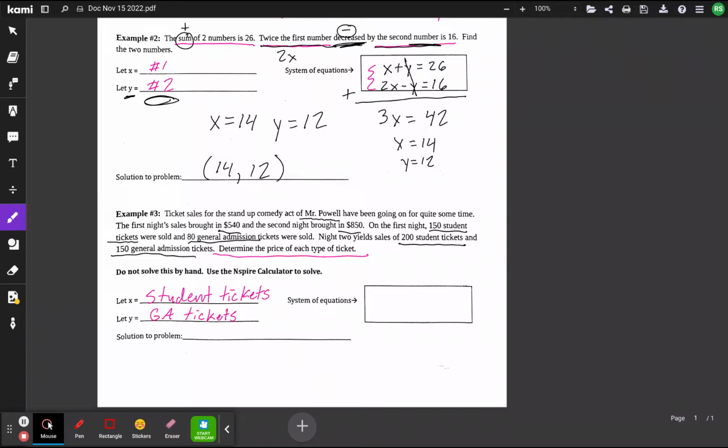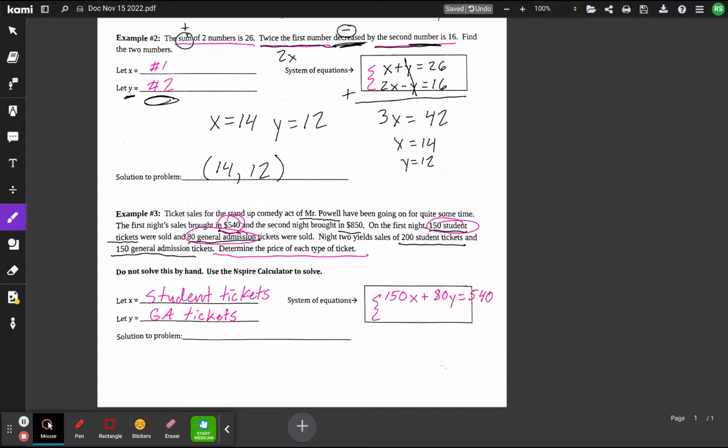Again, we need to set up our system of equations. The first one that we have, right, we have 150 student tickets and then 80 general admission. So that'd be 150x, so 150 tickets times however much we charge for a student ticket, plus 80y, $80 per general admission ticket, needs to be equal to the amount of money brought in on the first night, 540.